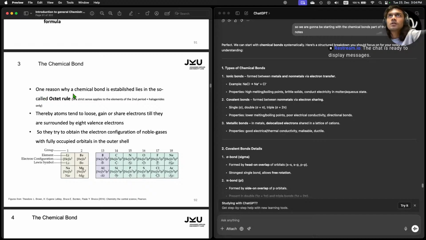One reason why a chemical bond is established lies in the so-called octet rule.